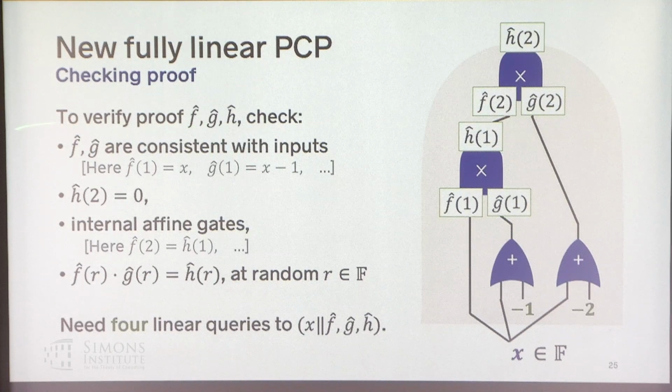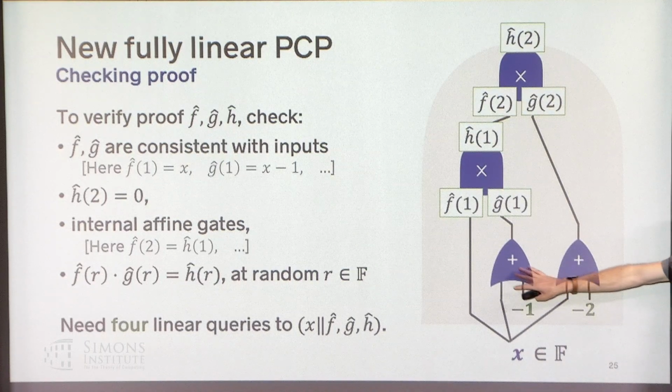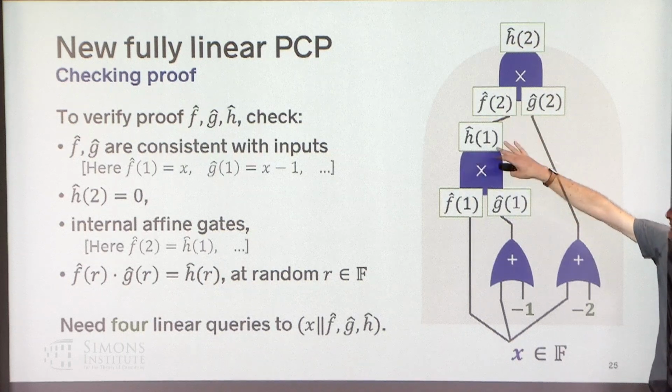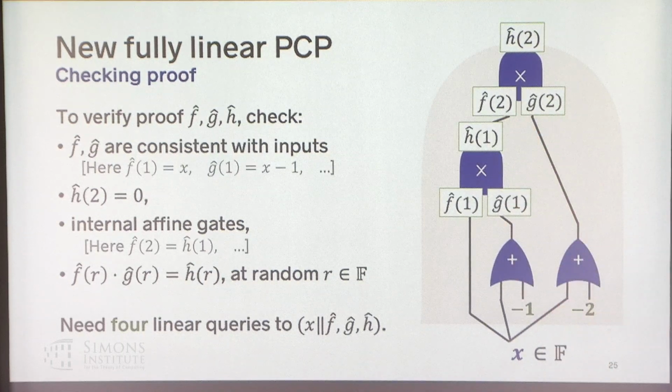So I want to check all the inputs. Then I want to check the output. So I want to check that h of 2 is 0. And then I need to check the internal wires in the circuit. So I need to check that the addition gates are computed correctly, these sort of copies are computed correctly. And finally, I need to check the multiplications.